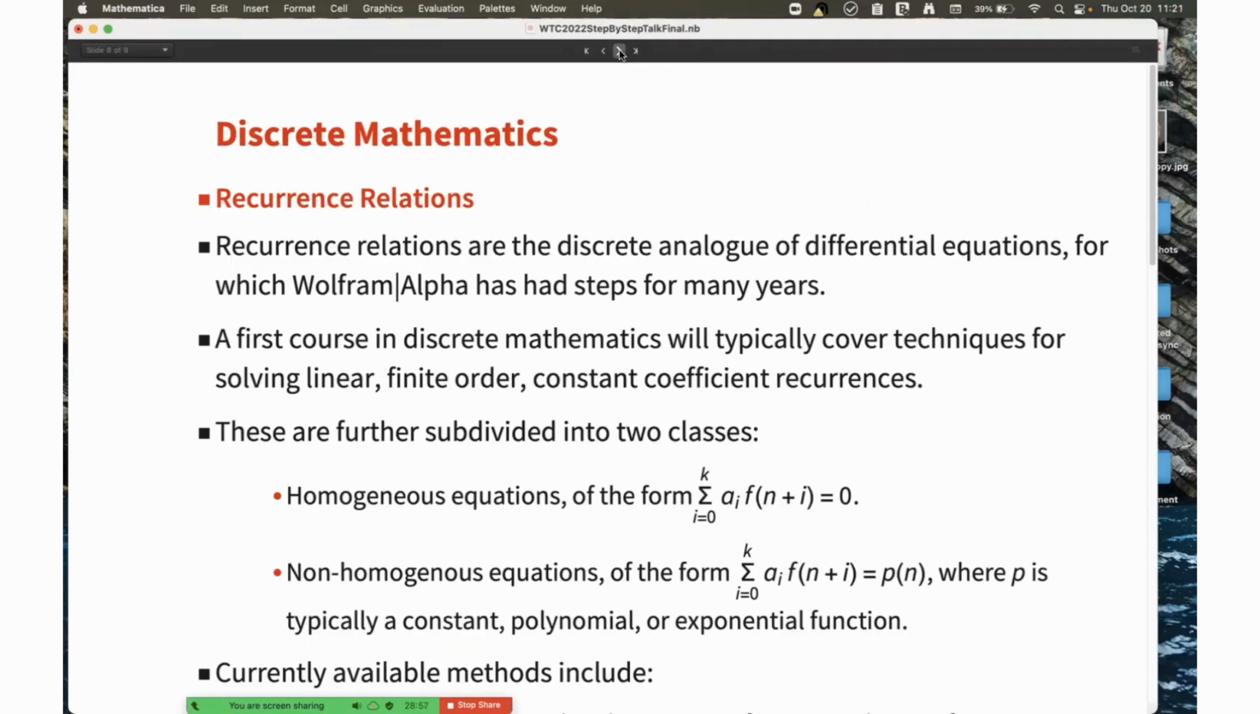So now Jack Heinrich will be talking about discrete mathematics and number theory. Thank you, Jordan.